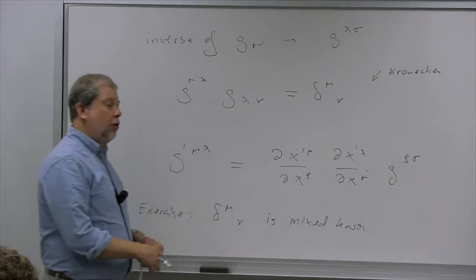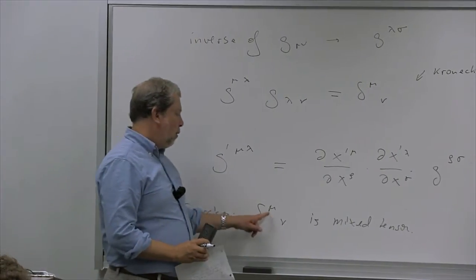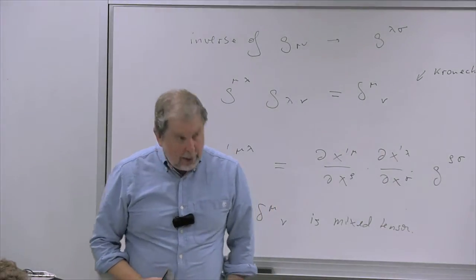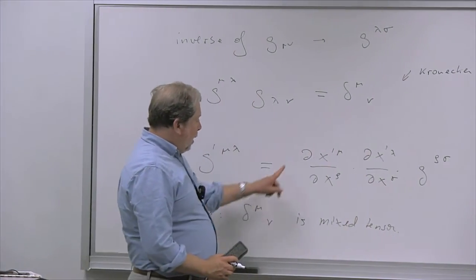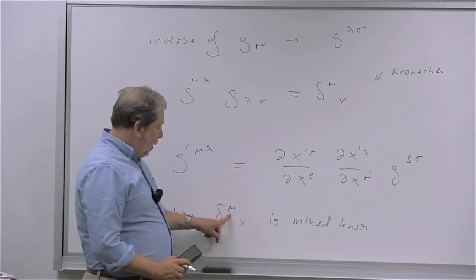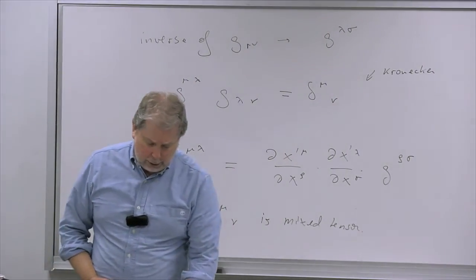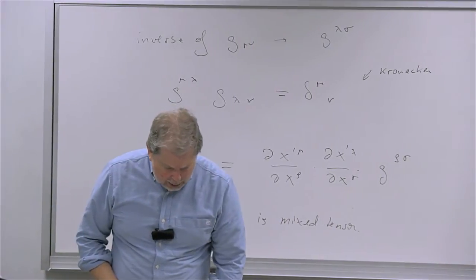Is a mixed tensor, so we're actually justified in writing one index upstairs and one index downstairs, because when you multiply it by dx prime by dx for the upper index and dx by dx prime for the lower index, in fact, those two factors just cancel out and give 1.